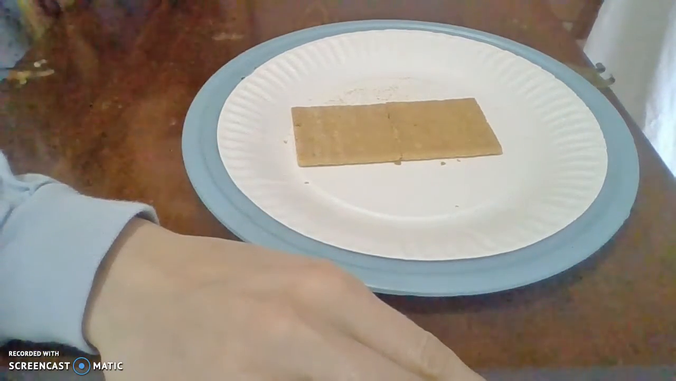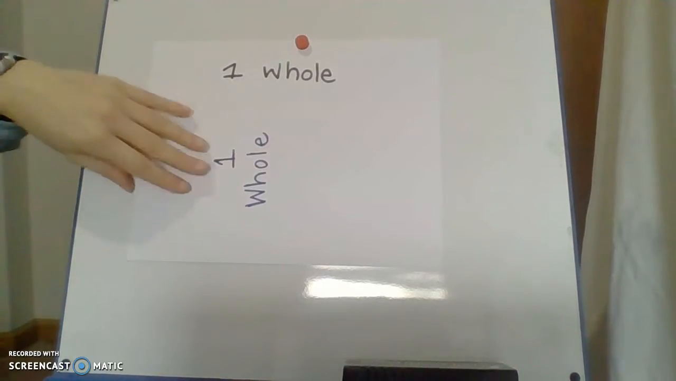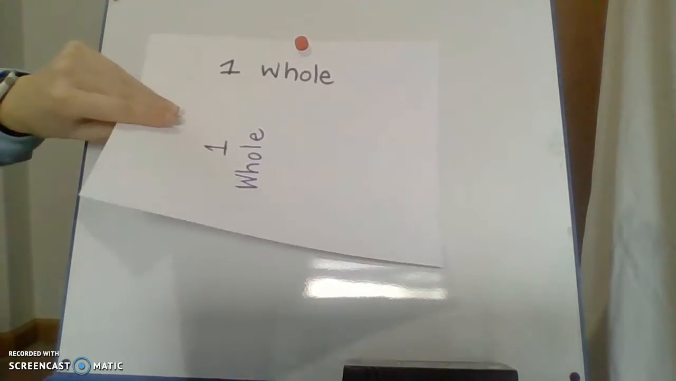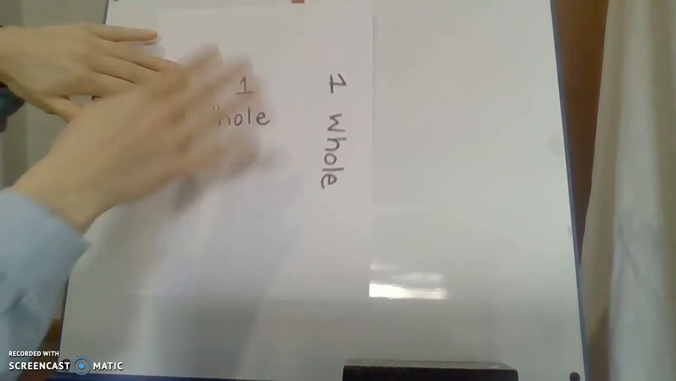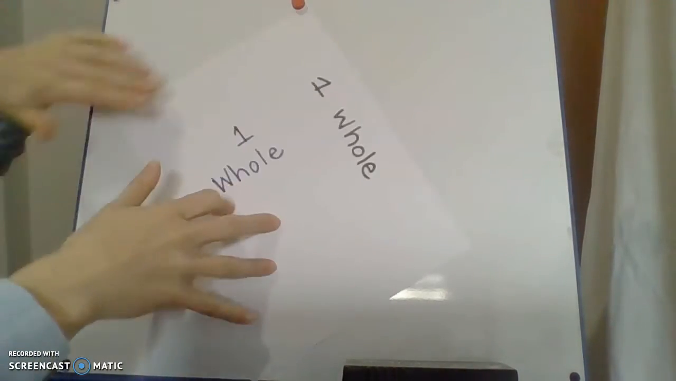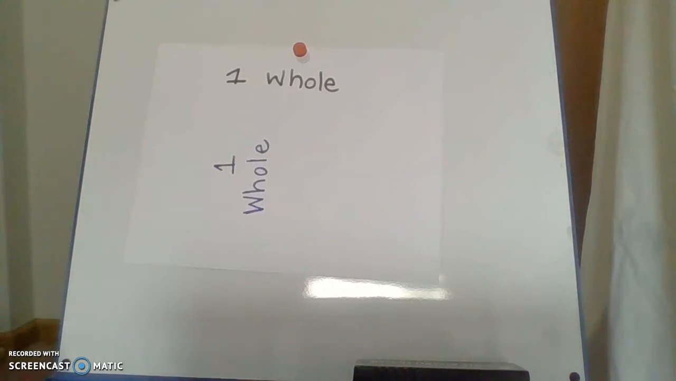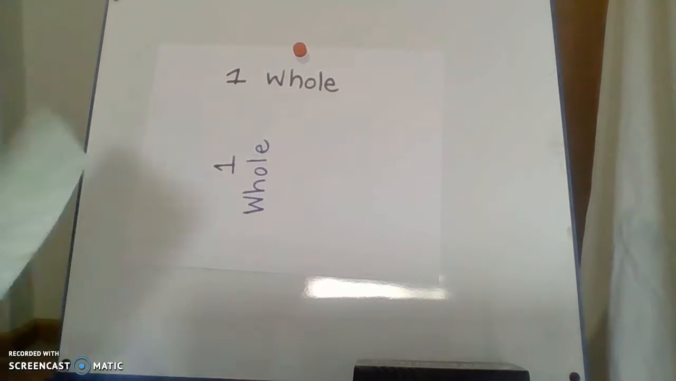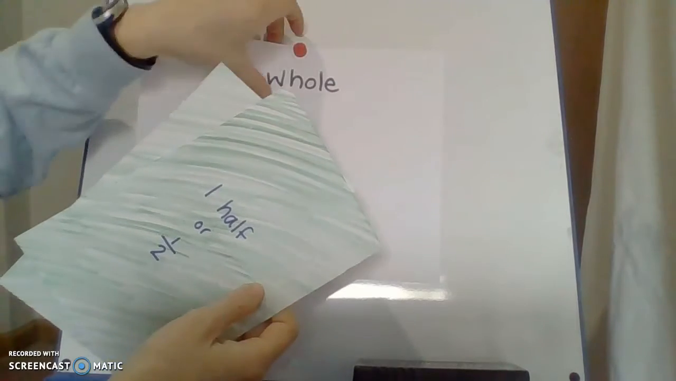I'm going to switch quick to the whiteboard. Now I have a piece of paper, and I know it's hard to tell because it's on the whiteboard. This is a piece of paper, and this is my one whole. This is also one whole. I just wrote it both ways so you can see it. I took another piece of paper and cut it in half so it was two equal pieces.